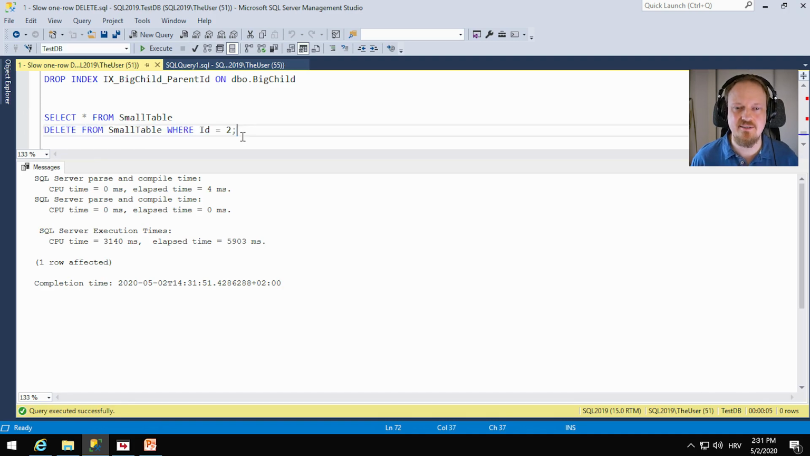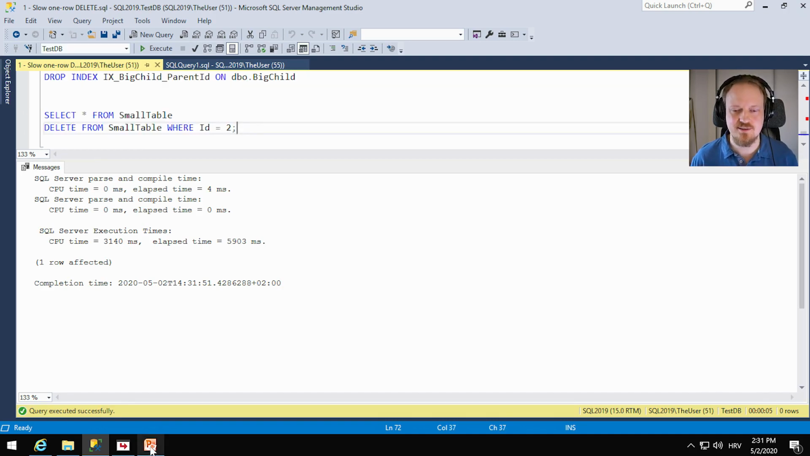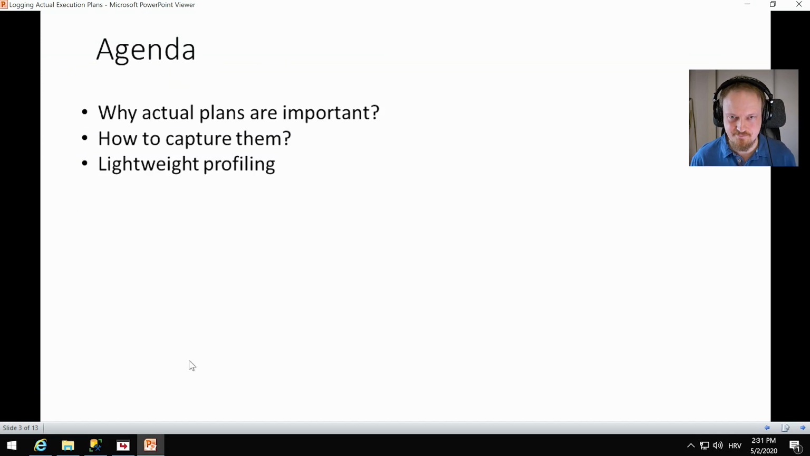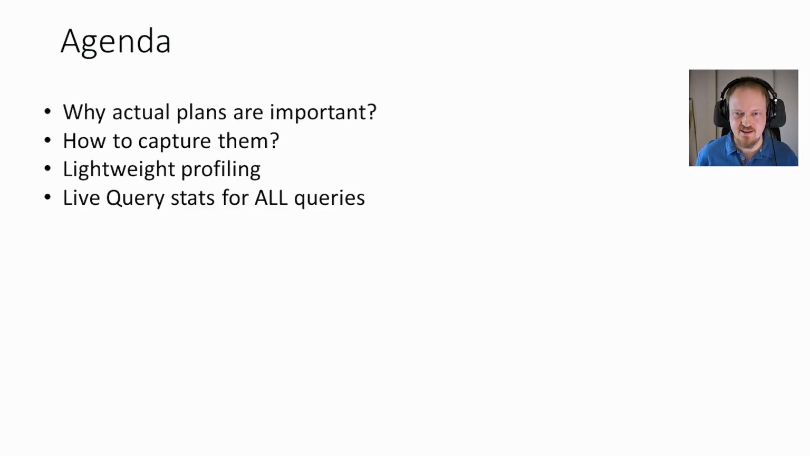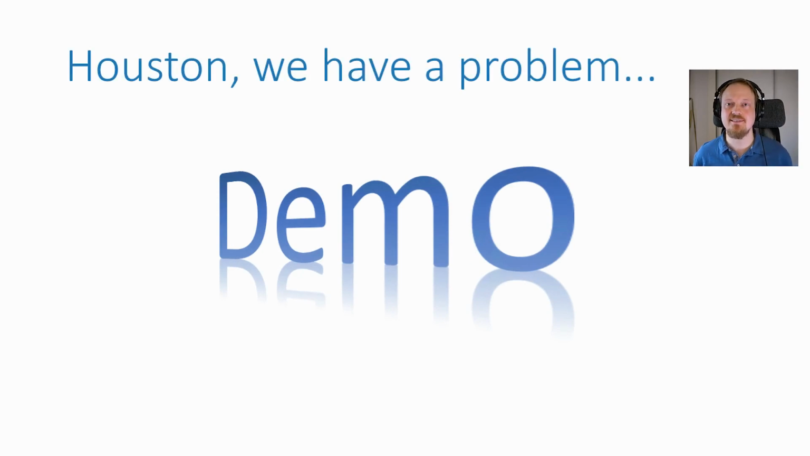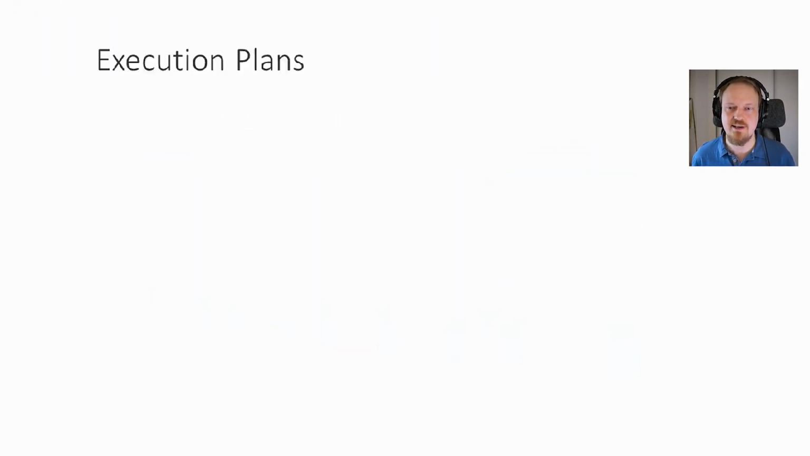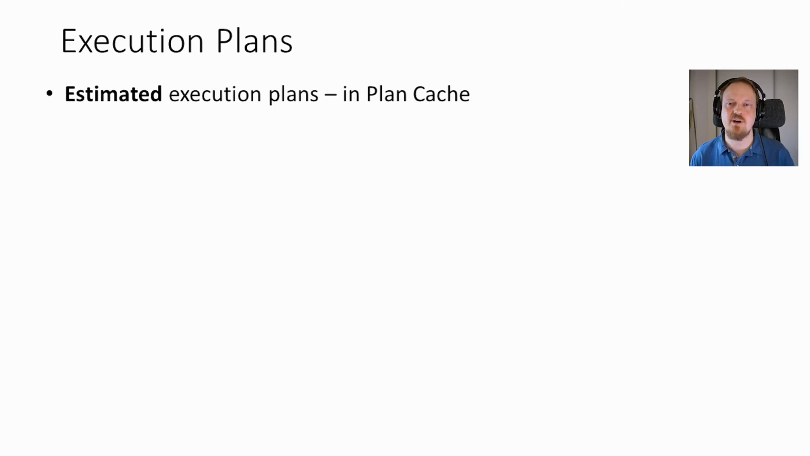And what saved us? Execution plan. Execution plan saved us. So when you have an execution plan, you can troubleshoot issues that are otherwise really hard to troubleshoot. And that's why we talk about execution plans.